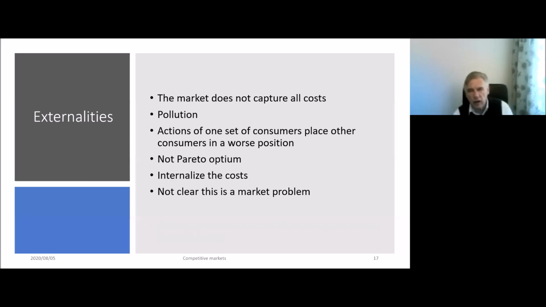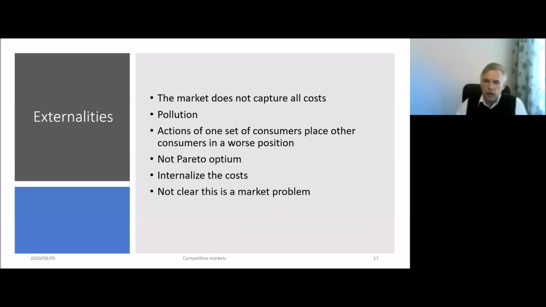And so there is an incentive not to capture all the costs. And there's other examples which we can have a look at. Now, as I have already indicated, something which is Pareto optimal is when the actions of one consumer do not make another consumer worse off.